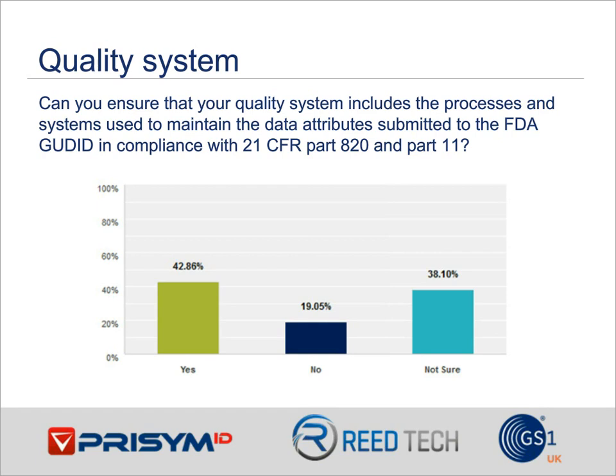Thank you. One of the things that we did is we brought up to the professionals taking the survey the quality systems. We asked them, can you ensure that your quality system includes the processes and systems used to maintain the data attributes submitted to the FDA GUDID in compliance with 21 CFR Part 820 and Part 11? As you can see, the results show that 57% of the respondents are not certain that their quality system meets FDA compliance standards.